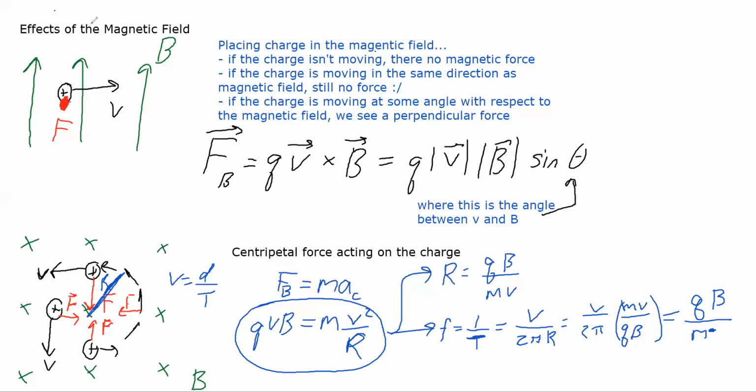It's supposed to be times 2 pi. Okay, so that frequency is related to the charge, mass, that charge over mass ratio, which is really important, B, and then that's 2 pi in the bottom there. Let me write that a little neater.